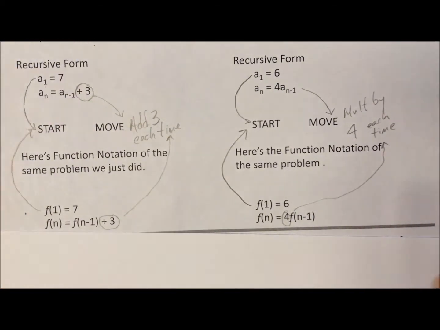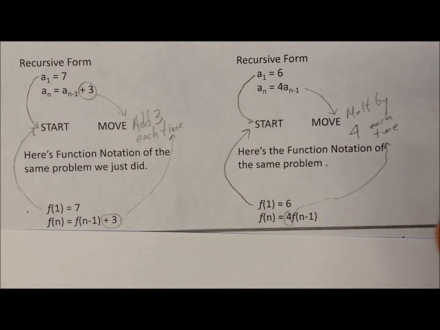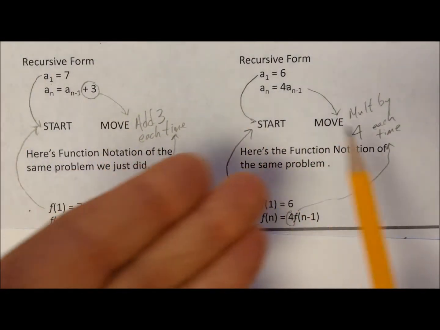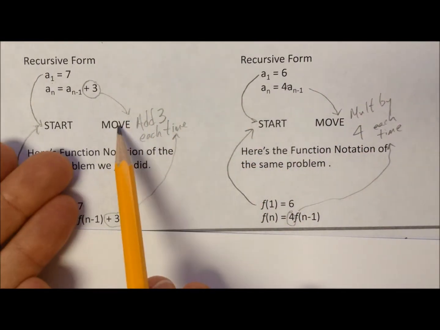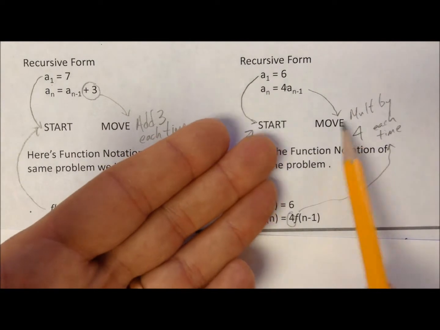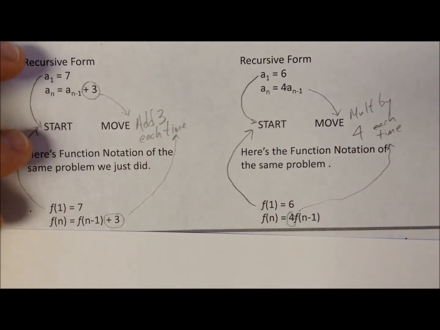So we need to be able to say, you know what? Hey guys, y'all throw any type of form you want at me, either recursive or function notation. I'm going to be able to interpret where I'm starting my table and how I'm moving. Sometimes I'll add, sometimes I'll multiply. Sometimes it'll be an arithmetic sequence, sometimes it'll be geometric.